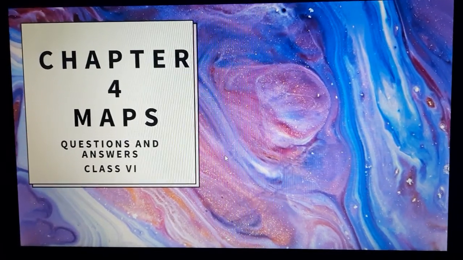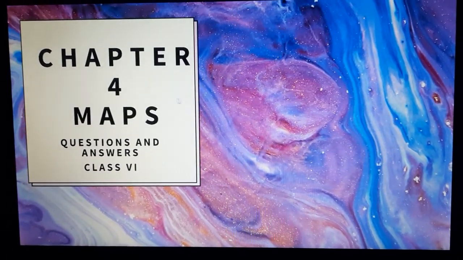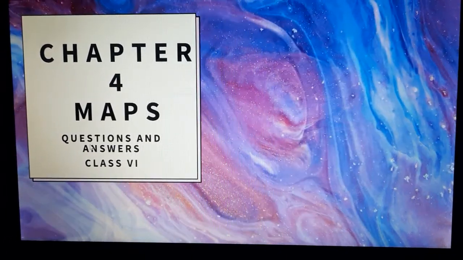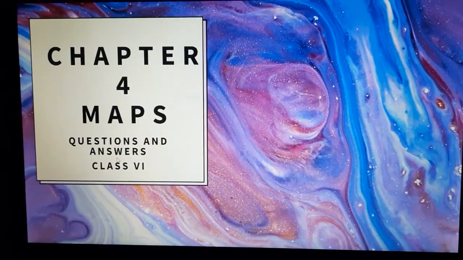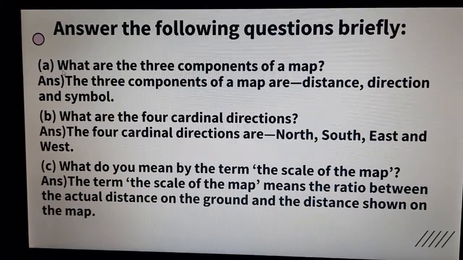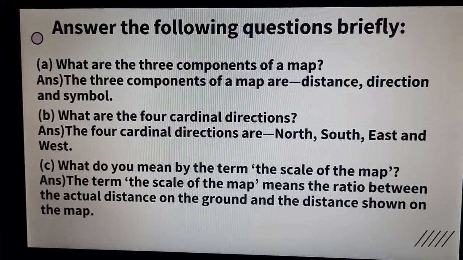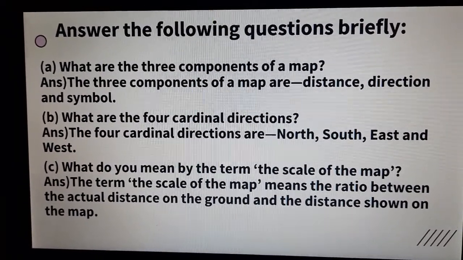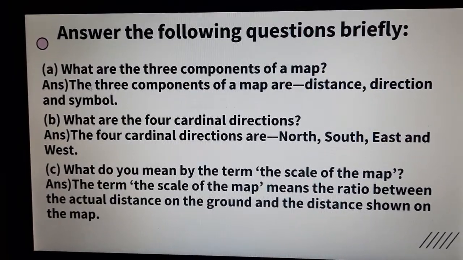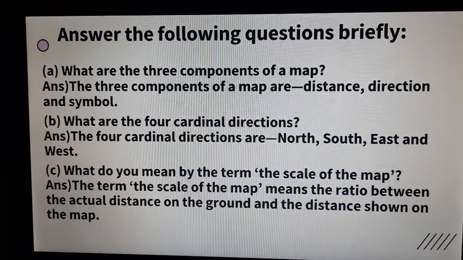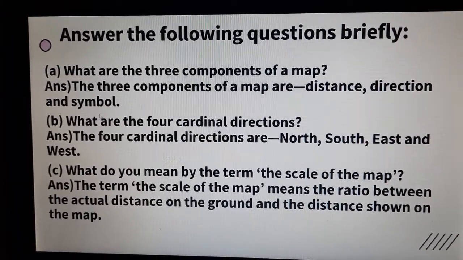This is your social studies class, and today we are going to study chapter 4, Maps, Questions and Answers. So let's begin. Answer the following questions briefly. The first question is, what are the three components of a map? So we have studied the three components of a map are distance, direction and the symbol.